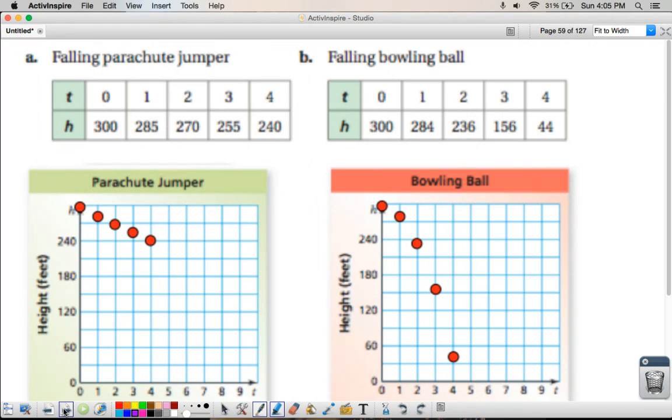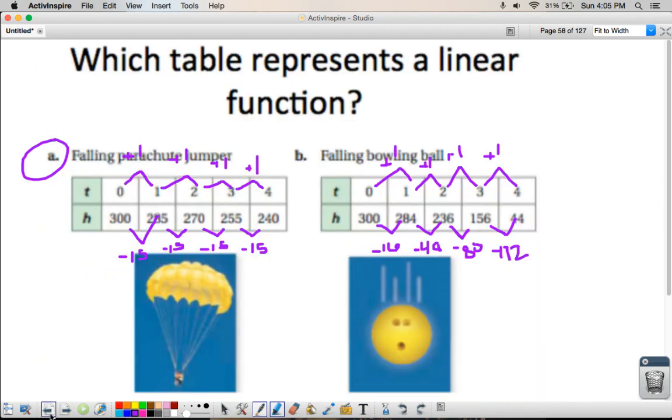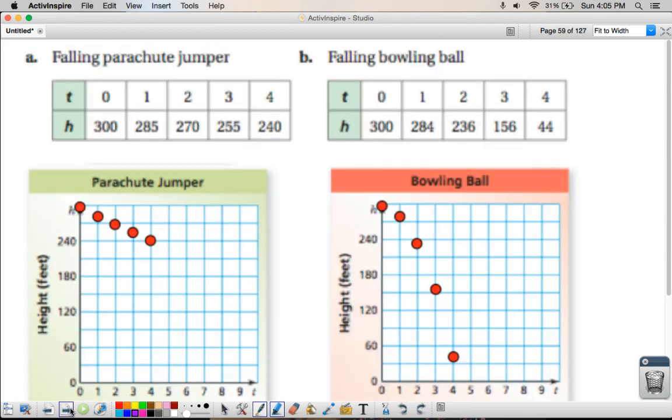Again, we're trying to see which one's linear and which one's not. Your table is the same as these points. Back here, we looked at the rate of change. Next we're going to look at plotting these points. Here we have 0 and 300, so plot that point. Then 1 and 285, 2 and 270, 3 and 255, and 4 and 240.